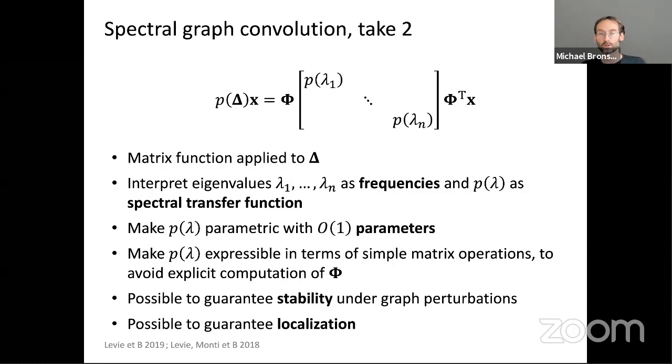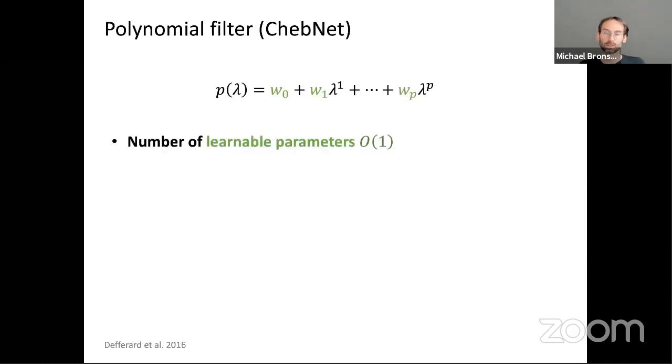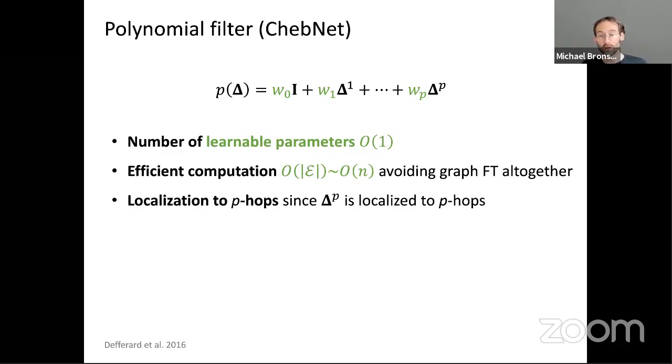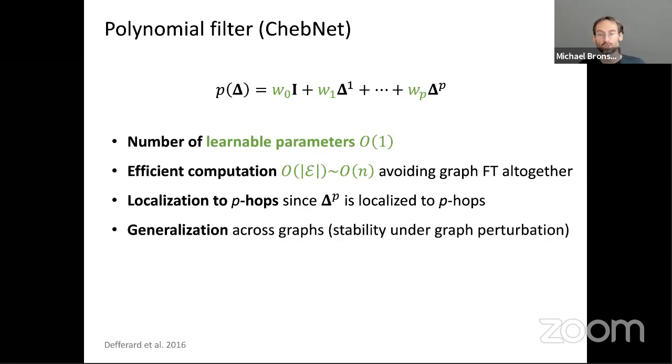The simplest choice of this filter is a polynomial, where the number of parameters is equal to the degree of the polynomial plus 1. It's efficiently computed by just taking the powers of the Laplacian, and because usually we're dealing with sparse matrices, it has a complexity that is of the order of the number of edges, which is roughly the number of nodes in the graph or the mesh. So we don't need to diagonalize the Laplacian explicitly anymore. The filters are also localized because the Laplacian is a local operator, so its p-th power is localized to p hops. And we can show generalization across graphs.